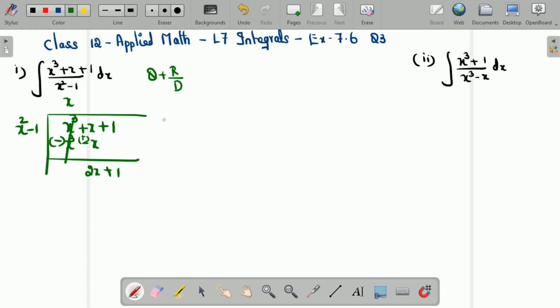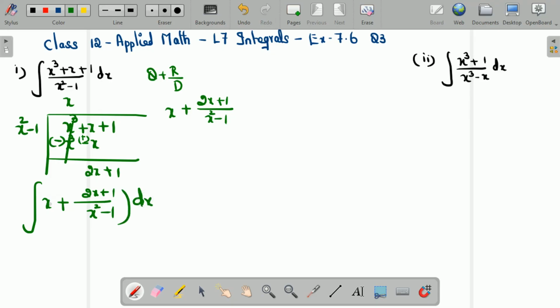So this division will be written as x plus (2x plus 1), the whole thing divided by x squared minus 1. So the integration also changes to integral of x plus (2x plus 1) divided by (x squared minus 1) dx. Now I can break this into two parts for the integration. So this is integral x dx plus integral of (2x plus 1) divided by (x squared minus 1) dx. See, this part is very easy, so we can directly integrate.